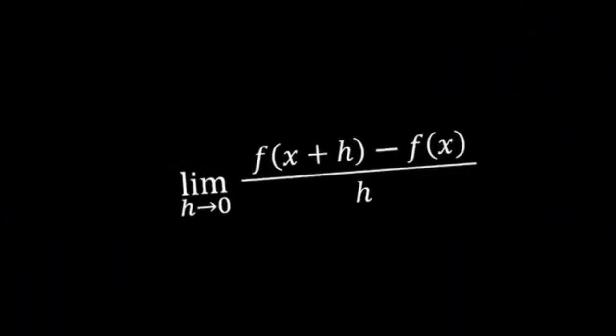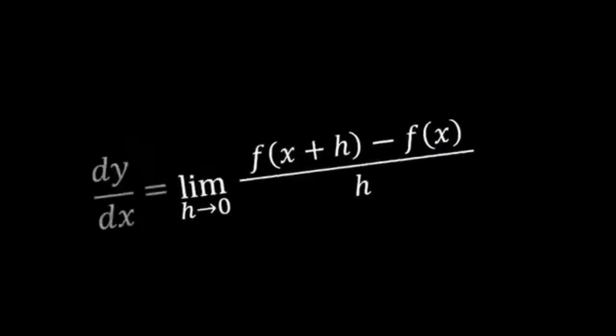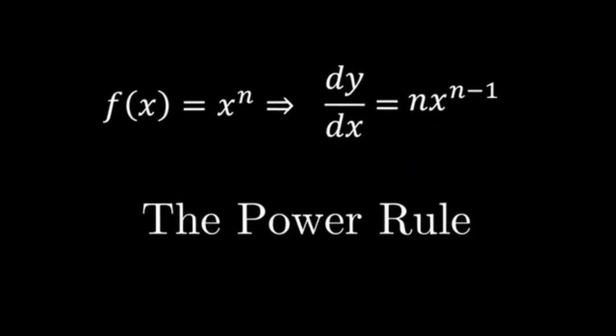Differentiation finds the exact gradient of a curve at a point. It uses limits to avoid division by 0, and the power rule makes differentiation much faster for functions like x to the power of n.